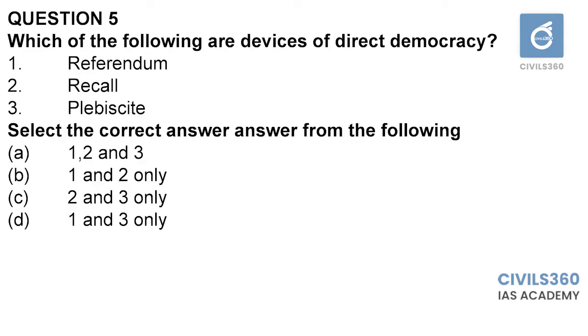Question number 5. Which of the following are devices of direct democracy? 1. Referendum. 2. Recall. 3. Plebiscite. As we all know, democracy is of 2 types, direct and indirect. In the indirect democracy, people elect the representatives and they are the ones who make laws and govern the country. In direct democracy, people are actually involved in running the nation. They are also part of passing of the legislations and governance.